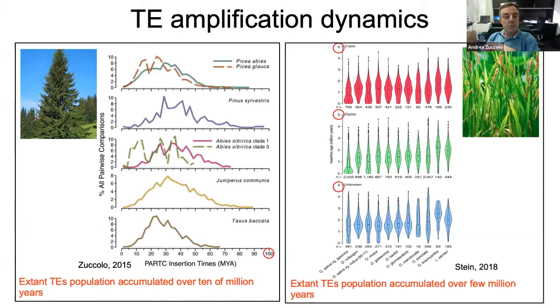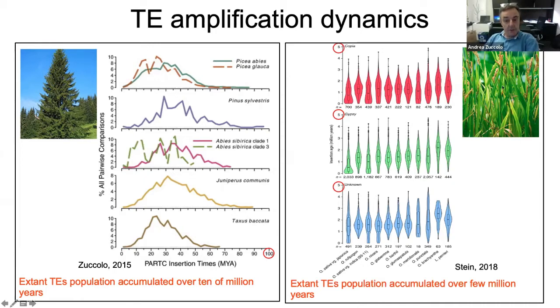Things started to become quite different when we took into consideration the dynamics of the TE amplification in the two groups. In the case of spruce, but more generally in the case of conifers, the extant TE population derived from events that accumulated over 10 million years. Here in this graph on the x-axis, we have the time. On the y-axis, we have the amount of TE that were inserted in that time.